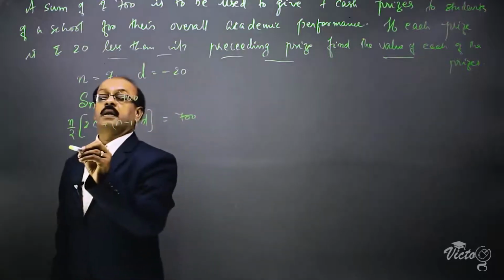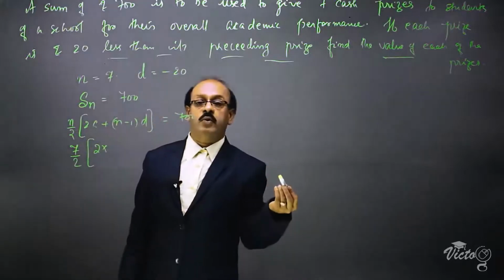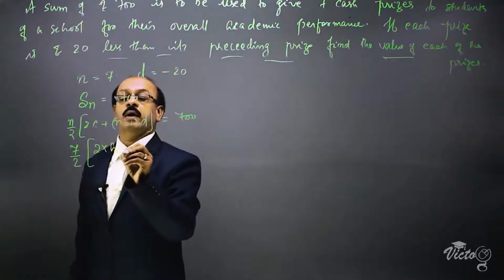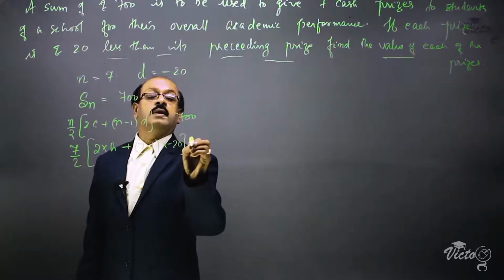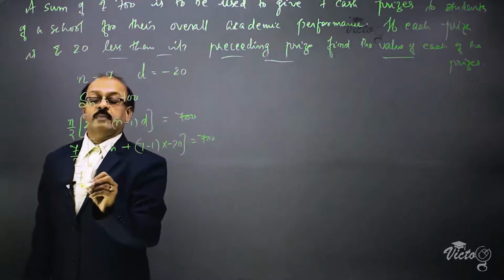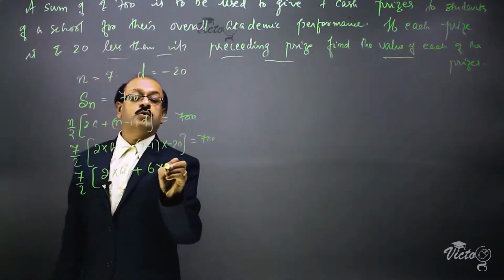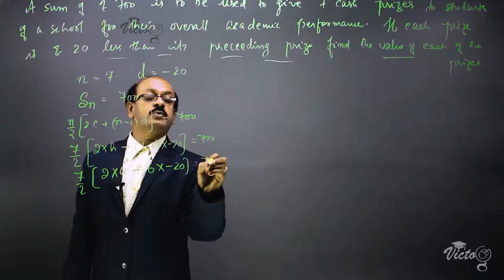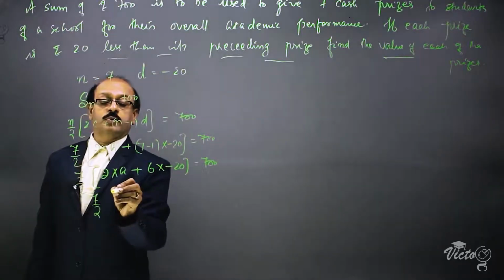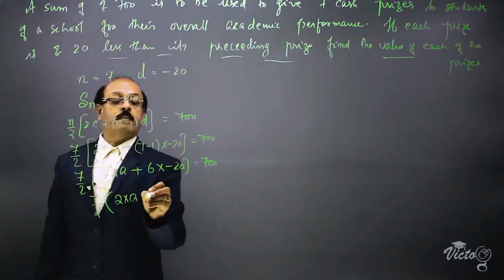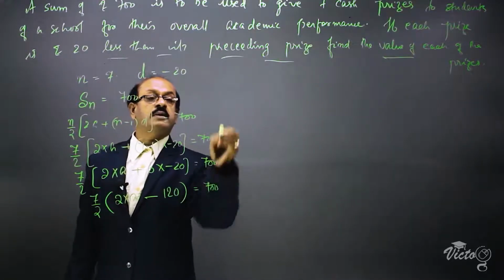Here n is equal to 7. 7 by 2 into first term. We don't know the value of the first term, so write a as it is: 2a plus 7 minus 1 into d, where d is minus 20. It is 700. 7 by 2 into 2 into a plus 6 into minus 20 is equal to 700. 7 by 2 into 2a minus 120 is equal to 700.